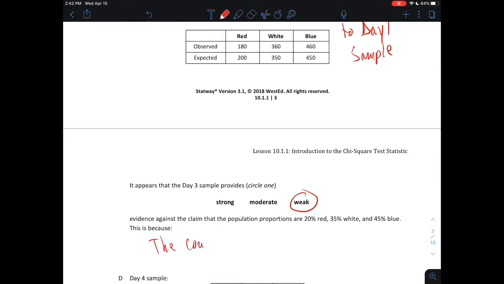The counts in the observations are off by at most 20. So again, if you compare this to day 2, where they were off by 75, this seems different from that.